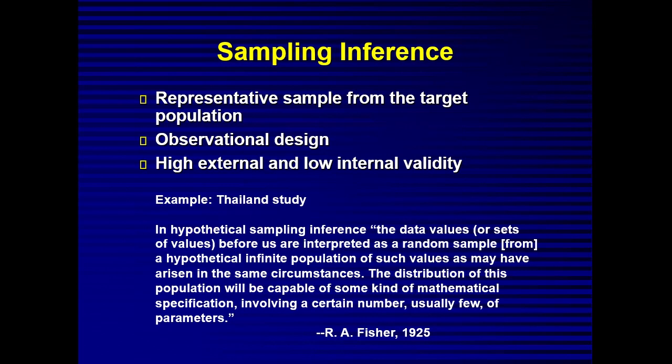In hypothetical sampling inference, the data values or sets of values before us are interpreted as a random sample from a hypothetical infinite population of such values as may have arisen in the same circumstances. The distribution of this population will be capable of some kind of mathematical specification involving a certain number, usually few, of parameters. And that quote is back in 1925 from Fisher, who even then went beyond the idea of random sampling to saying, basically, can you interpret your sample as having been chosen at random?